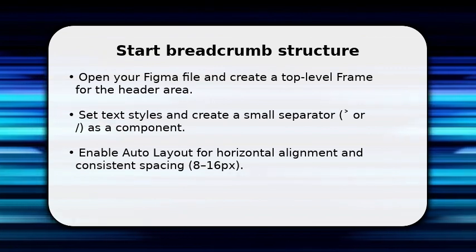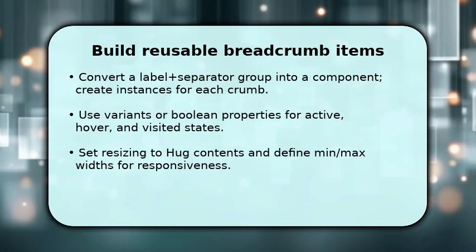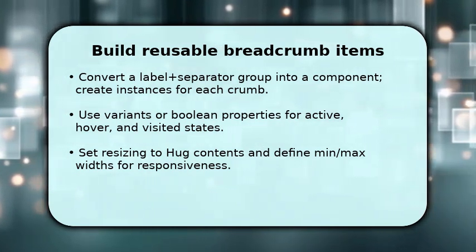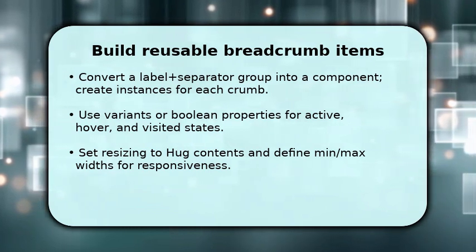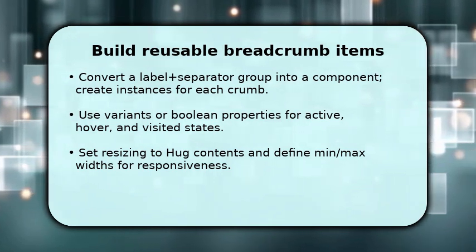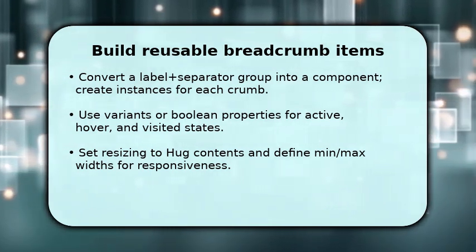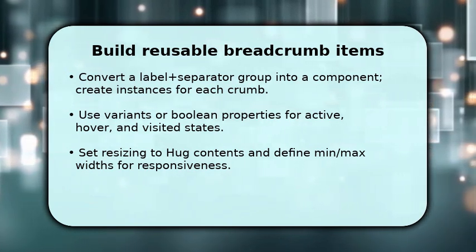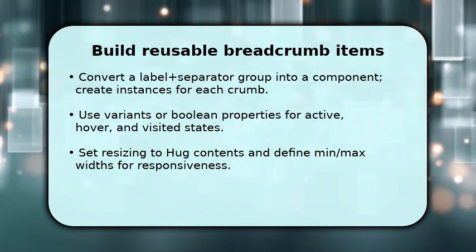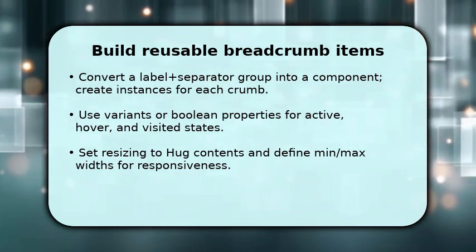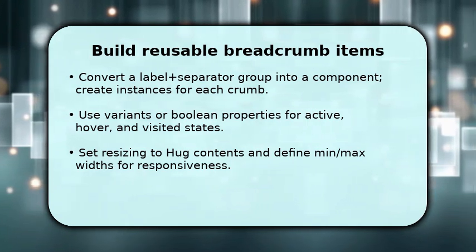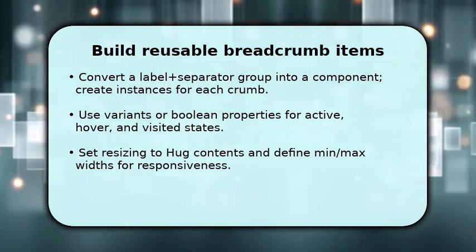Now turn a single label plus separator into a reusable component so each breadcrumb is maintainable. Make instances for home, category, and page. Use variants or simple Boolean properties to represent active versus link states, adjusting color and underline as needed, because design states keep interaction clear. Make sure each component's resizing is set to hug contents and set min widths when necessary so the trail wraps or truncates gracefully. This middle work ensures the breadcrumb adapts across breakpoints and copy lengths.